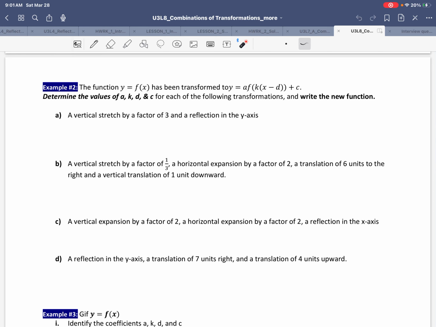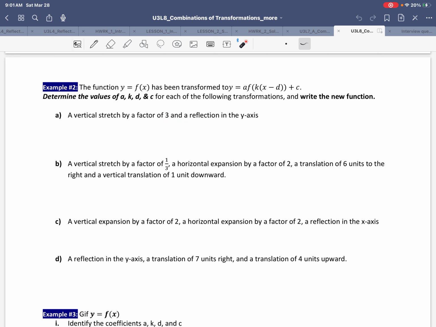Hi everyone, let's take a look at some questions with transformations of functions, and this time we're looking at multiple transformations. So y equals f of x is a parent function, and we are transforming it based on this equation where a indicates the vertical stretches, k horizontal stretches, d horizontal translation, and c the vertical translation. So first we have to determine the values of a, k, d, and c based on the descriptions given, and then write the new function.